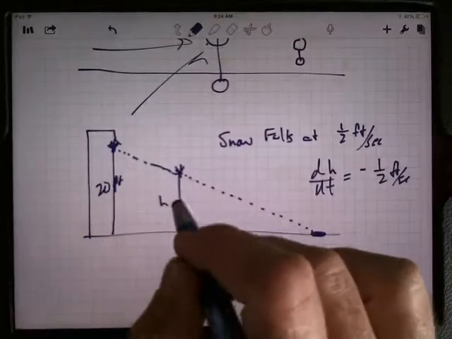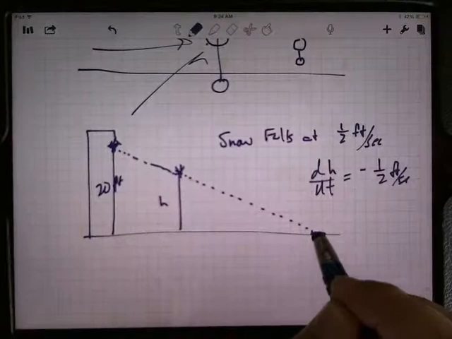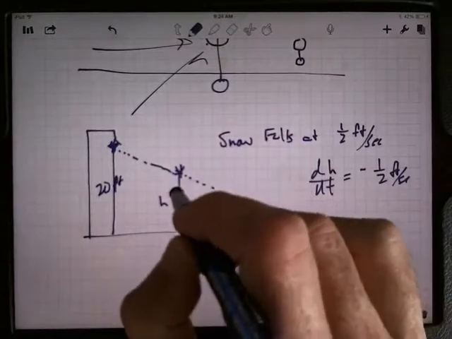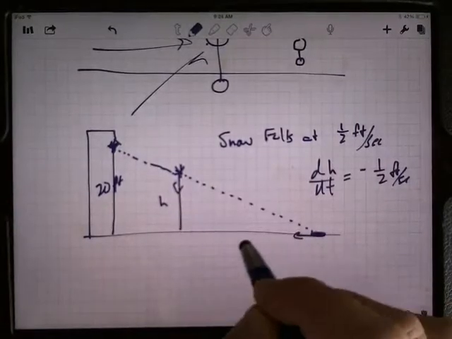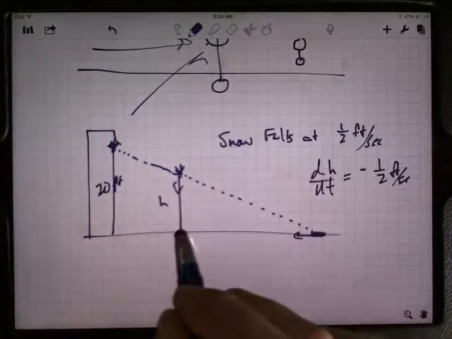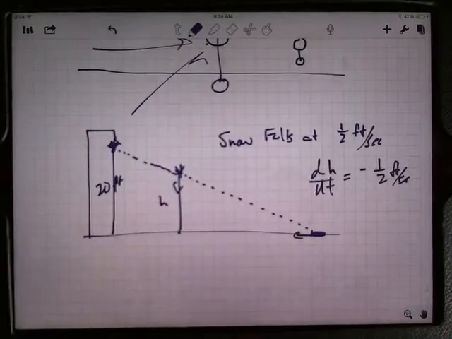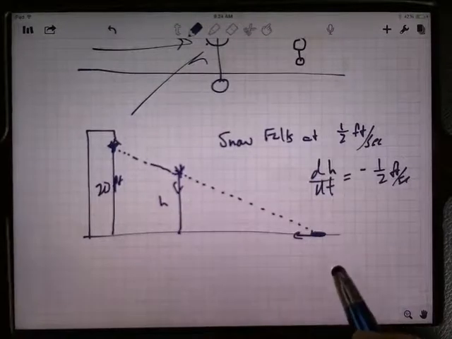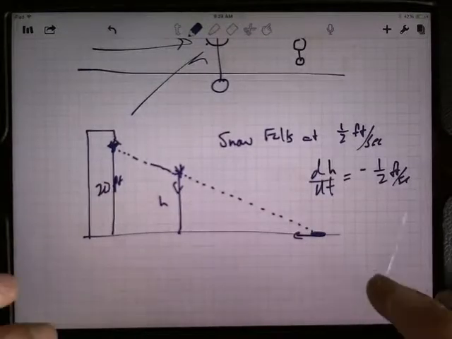The height of the snowflake is changing, and the position of the shadow is changing. So as the snowflake falls this way, the shadow will be moving in that way, coming in, and they'll meet each other just as the snowflake hits the ground. Okay. I want to know how fast is the shadow moving?